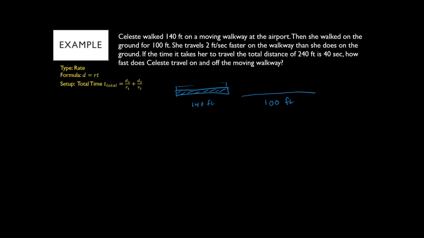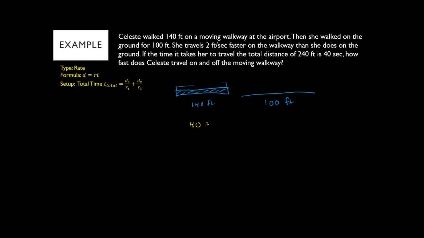So I have the setup here, total time, your T total. That means your time for the whole total. So the whole total here is 40 seconds. And because all the other times are in seconds, we don't have to do any unit conversions here. So I'm going to have 40 equals. And then we have two fractions, one for each portion. We have a fraction for the people mover and then the fraction when she's off of it.